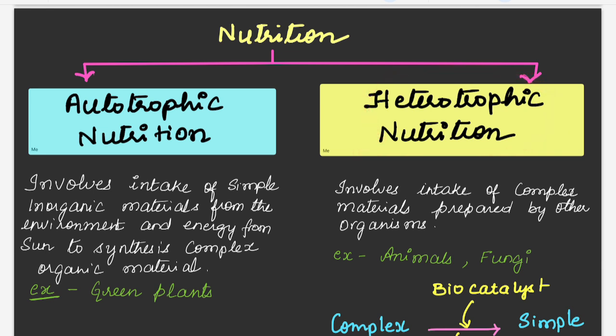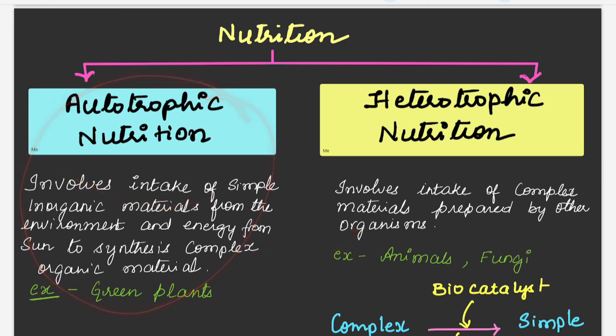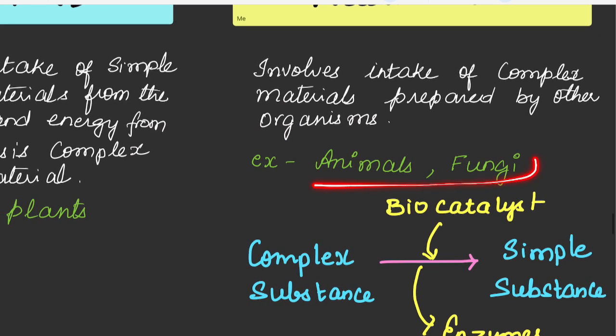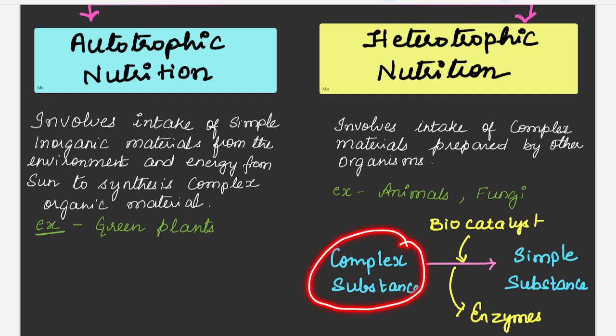Coming to heterotrophic nutrition. Here organisms consume the food which is prepared by autotrophs. The food which is prepared by autotrophic nutrition will be taken by the heterotrophs. You can see it involves intake of complex material prepared by other organisms. The other organism here is autotrophs. Example, you can see fungus and animals. Usually what happens in heterotrophic nutrition is complex substance, for example, starch.